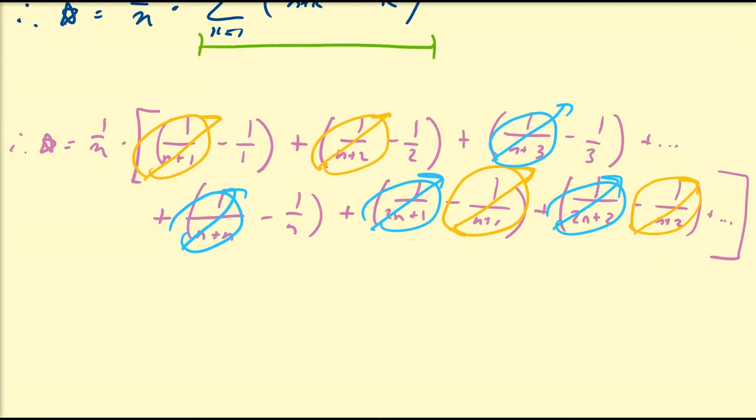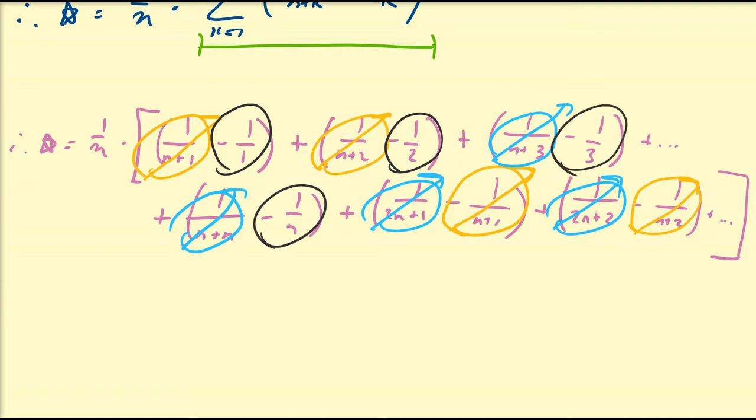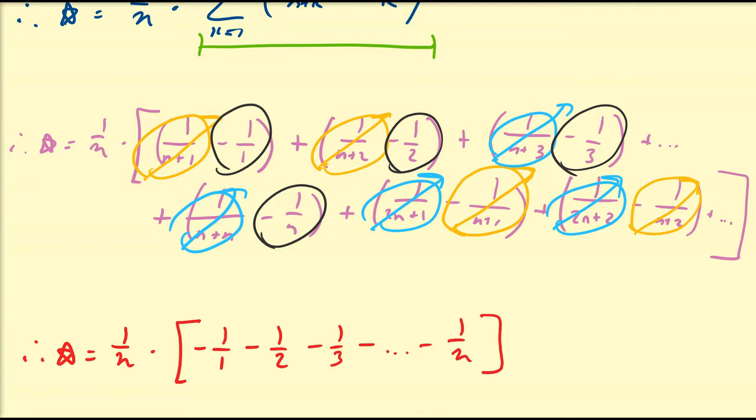So if we cancel all of them down, well, what are we going to be left with? We're going to be left with minus 1 over 1, minus 1 over 2, minus 1 over 3, and minus 1 over n. And keep in mind, all these yellow terms, minus 1 over n plus 1, eliminate with the preceding terms of the front fraction. So if that is true, which it is, we can rewrite this. So star is going to be equal to 1 over n times negative 1 over 1, minus 1 over 2, minus 1 over 3, minus dot dot dot, minus 1 over n.